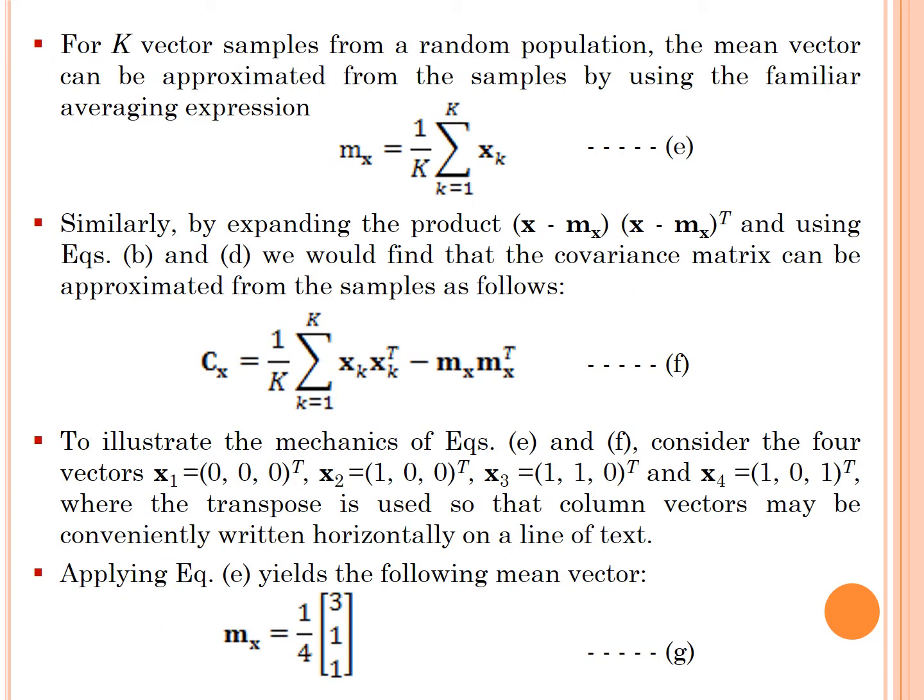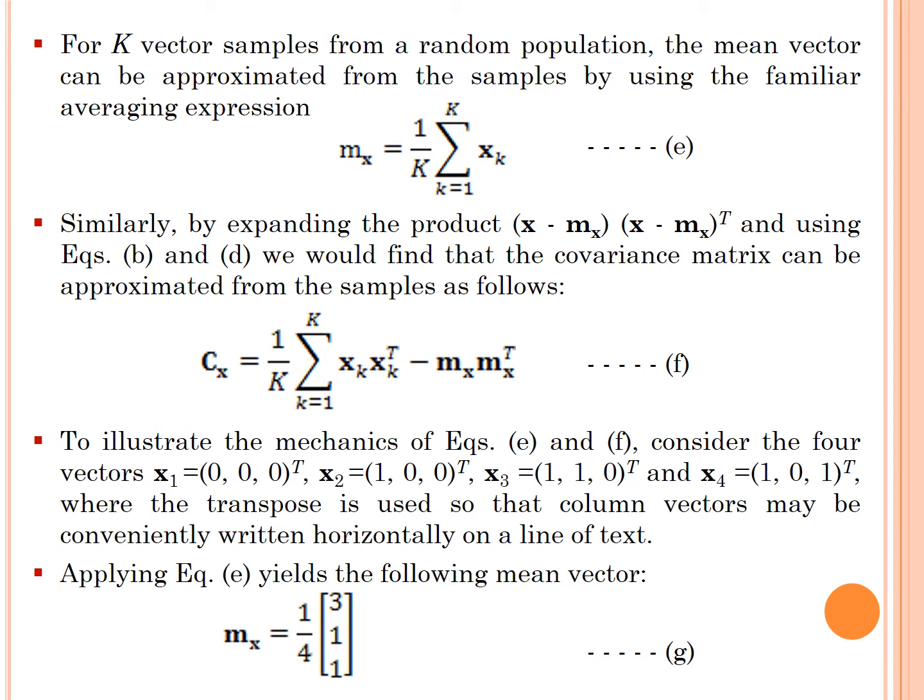For K vector samples from a random population, the mean vector can be approximated from the samples by using the familiar averaging expression, that is m_x equal to 1/K times the summation of x_k for k equal to 1 to K. Similarly, by expanding the product (x minus m_x)(x minus m_x)^T and using equations B and D, we would find the covariance matrix can be approximated from the samples as follows: C_x equal to 1/K times the summation of x_k x_k^T, minus m_x m_x^T, for k equal to 1 to K.